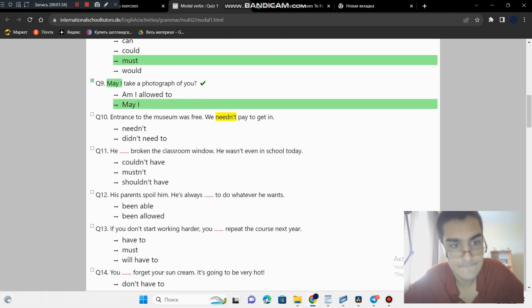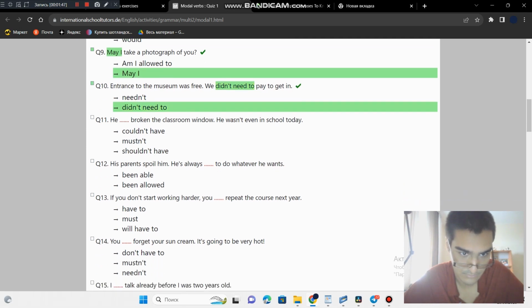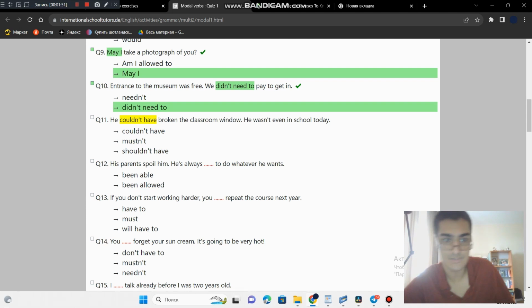And let's check the next one. "Entrance to museum was free. We needn't pay to get in." I don't think that this needs any explanations. There is no such word as needn't.